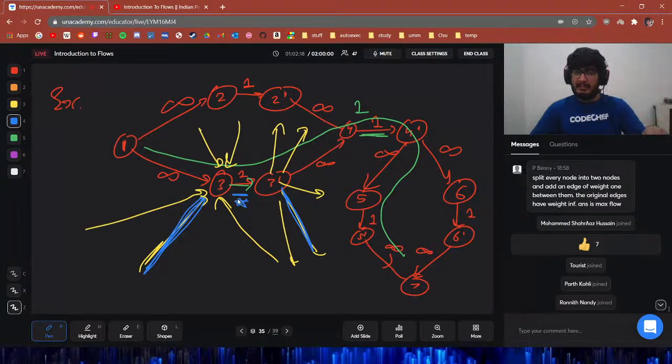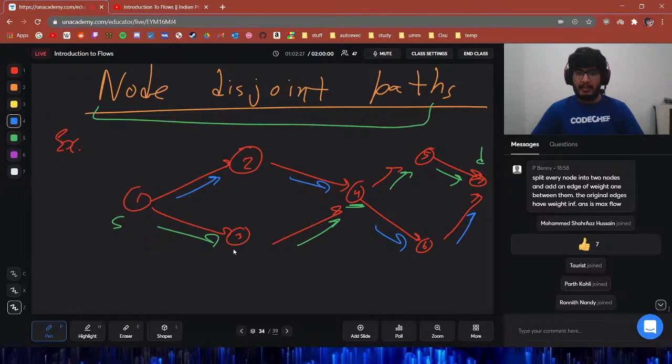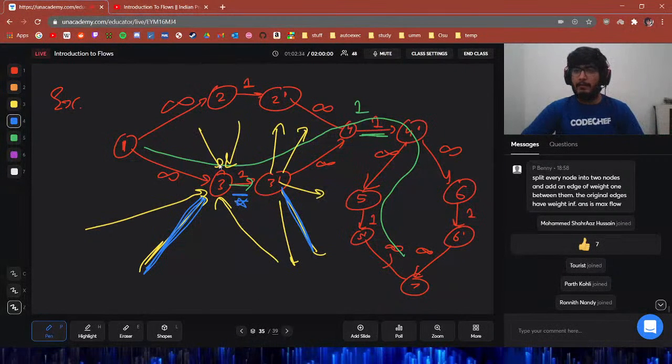And because this small path between 3 and 3 dash has capacity 1, only one path can cross the 3 node in the initial graph, right? Only one path can cross it. That is why this algorithm works, and that is why we can model it as a max flow problem, right?